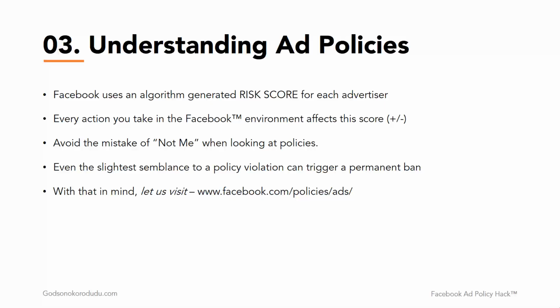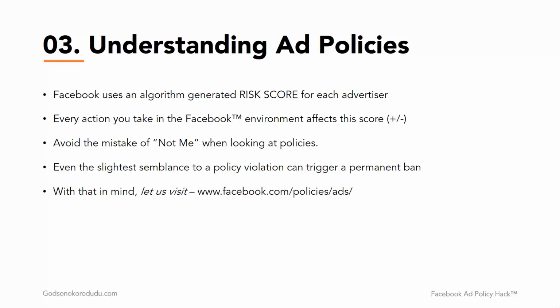The first one is that Facebook uses an algorithm-generated risk score for each advertiser. So what is the risk score? The risk score tells Facebook how risky an account is. So it doesn't matter when you create that account. You might have just created the account, or it might be a very old account. If that risk score gets to a tipping point, then Facebook's algorithm could ban your account. And every action you take in the Facebook environment affects the score, either positively or negatively. So you want to keep this score as low as possible.